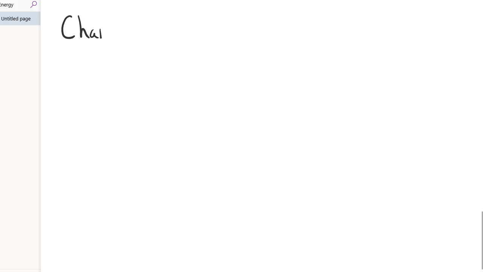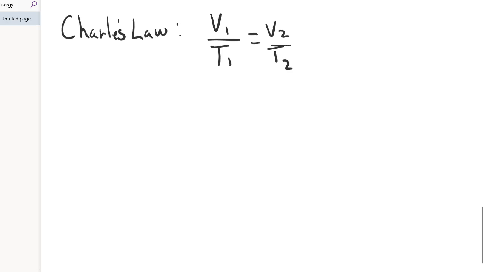Charles' law. Again, we're dealing with gases, and his law, you can read the book, but basically it says that if the pressure of a gas is constant, then its volume and temperature are directly proportional. In other words, V1 over T1 equals V2 over T2. So let's think about that.